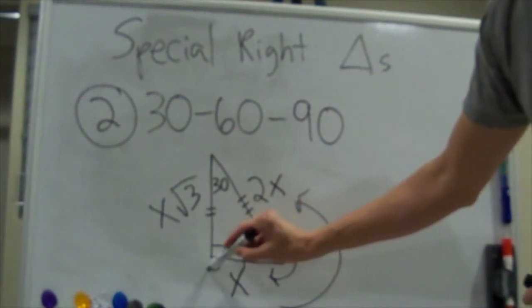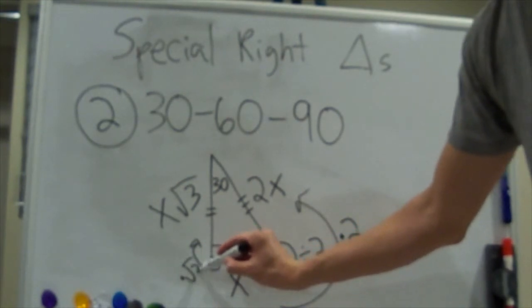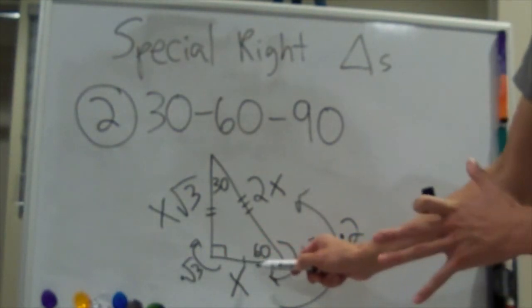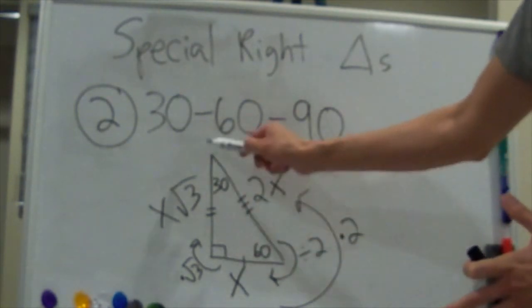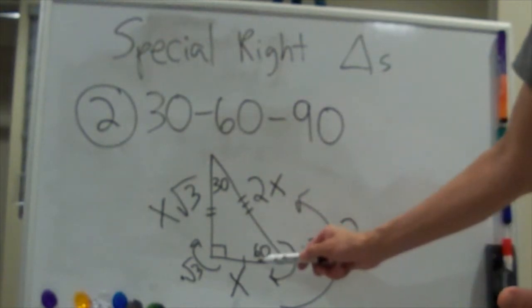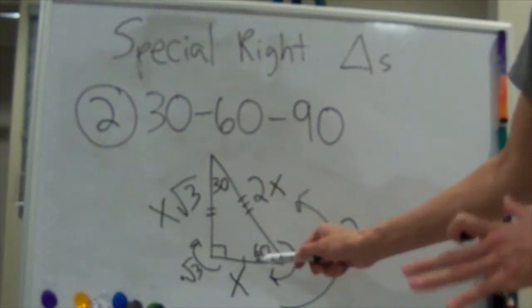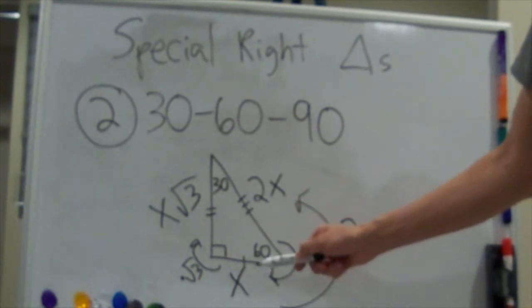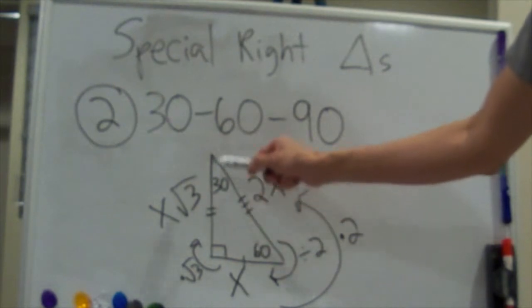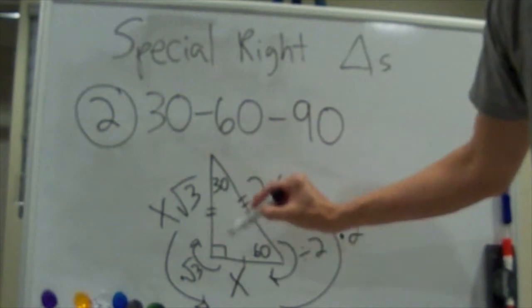So what if we go around the 90-degree angle? If I have the short leg, then I'm going to multiply by rad 3. So if this is 7, then this would be 7 rad 3, because 7 times rad 3 is 7 rad 3. Okay? So what if this is rad 5? Well, rad 5 times rad 3 is rad 15. So if the short leg is rad 5, the long leg is rad 15. So it doesn't matter what I give you. So if I tell you this is pi, then this side is going to be pi times rad 3 or pi rad 3, right?